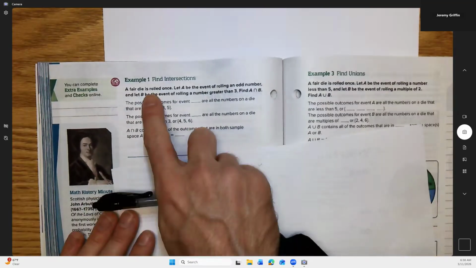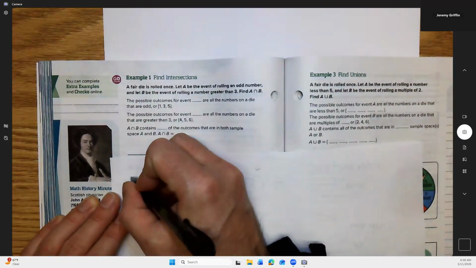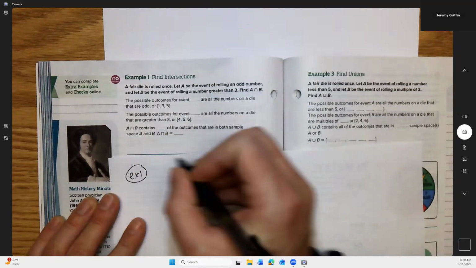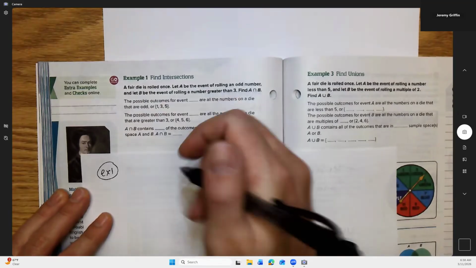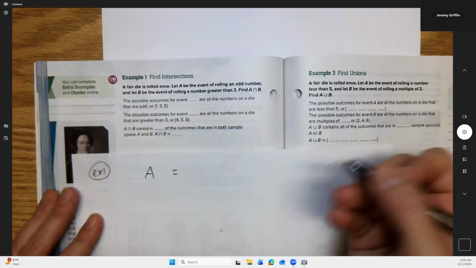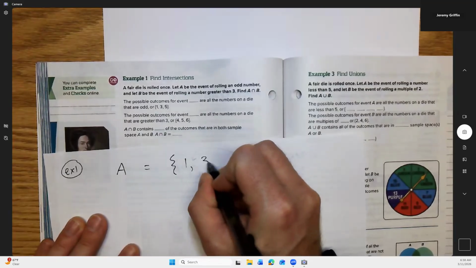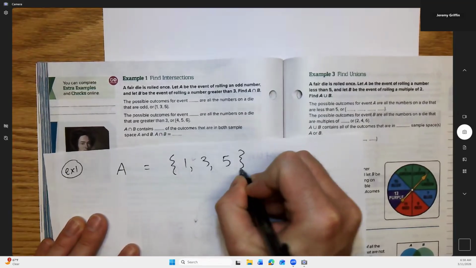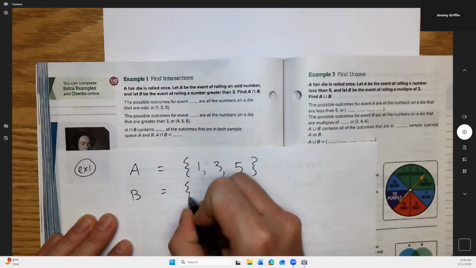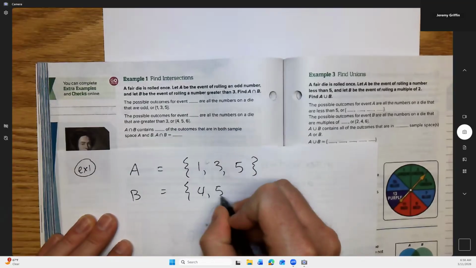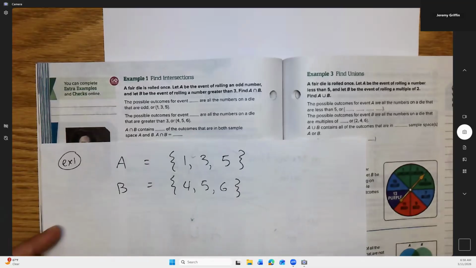So it says a fair die is rolled once. Let A be the event of an odd number, and B be the event of a number greater than 3. Well, I know a die has 6 sides, so an odd number could be a 1, a 3, or a 5. Event B says rolling greater than 3, which could be a 4, a 5, or a 6, because if you roll a 4, 5, or 6, you roll greater than 3.